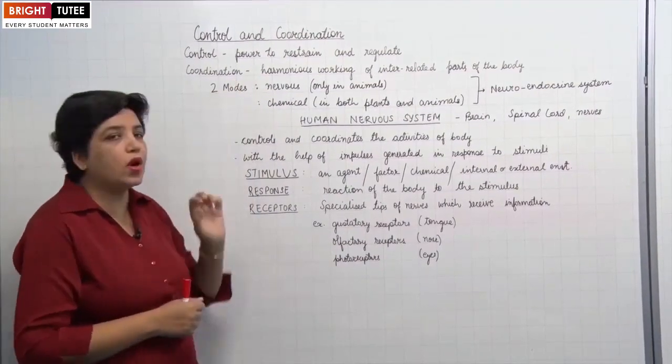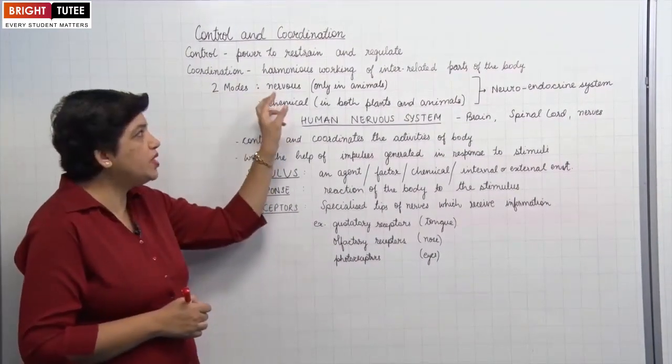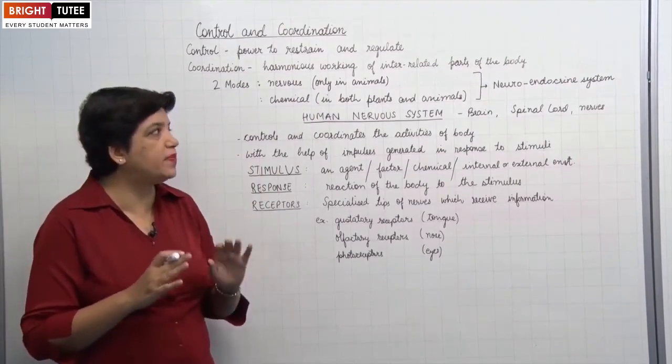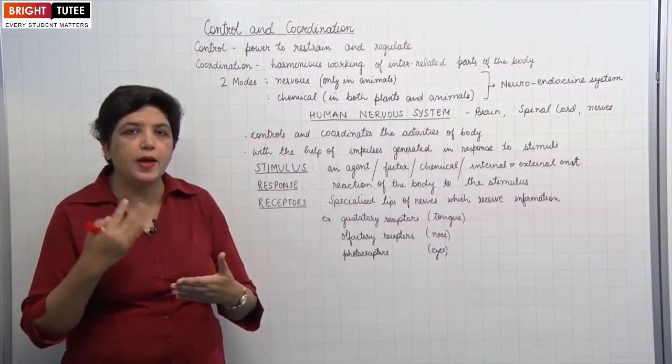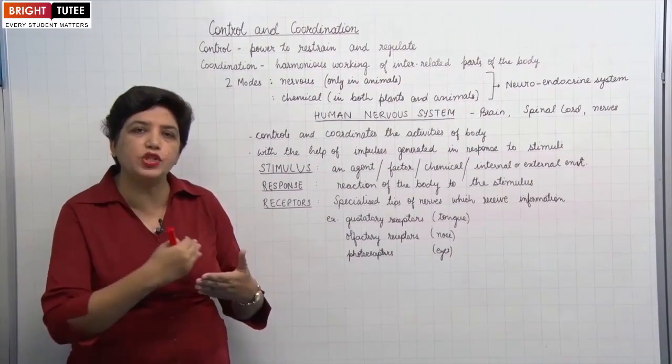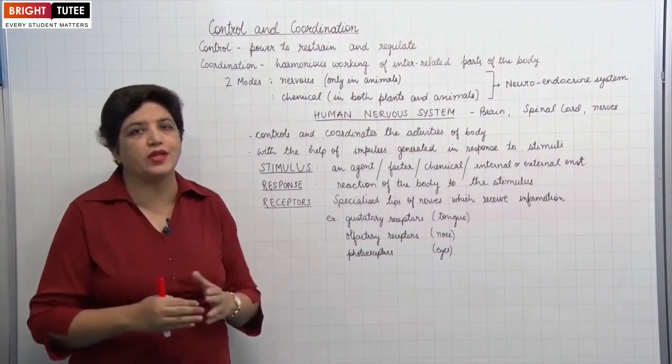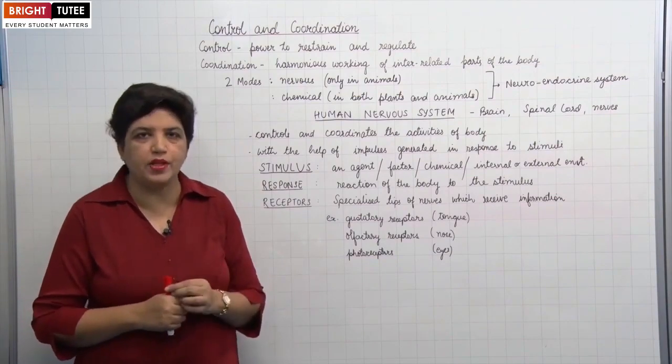The second word is coordination. It is the harmonious working of interrelated parts of the body. All the interrelated parts, although they are different, have to work in coordination with each other for smooth functioning. I will give you an example.